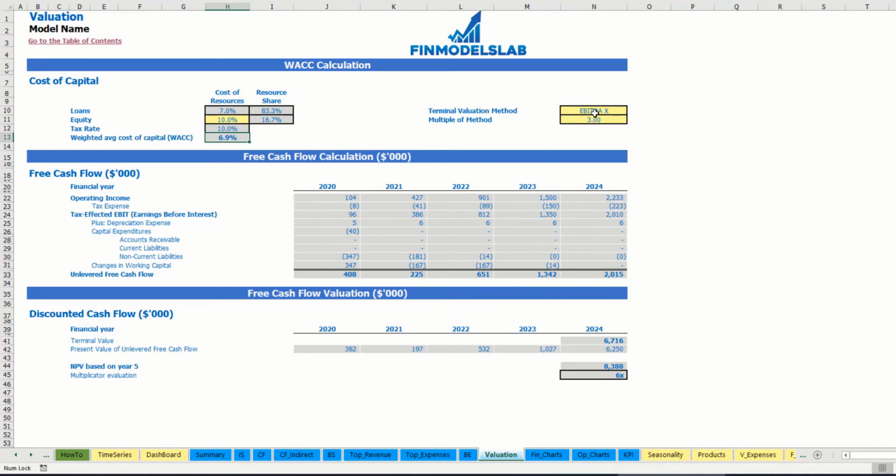In the valuation model there are 2 valuation methods, which are EBITDA multiple and revenue multiple. You may select one of them, and below you may input multiple of methods. Based on this information we can see terminal value, which is calculated on unlevered free cash flow. You may see the present value of unlevered free cash flow, NPV, and multiplicator evaluation for this particular company.